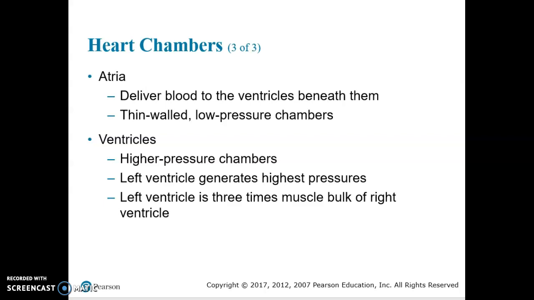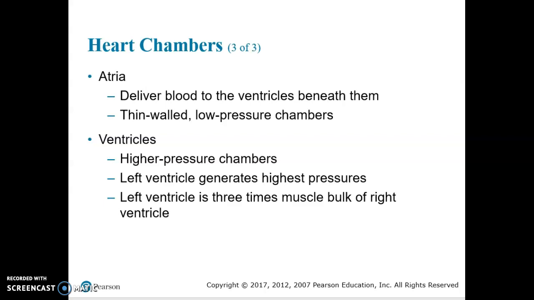The ventricles, these are high pressure chambers. The left ventricle generates the highest pressure. The left ventricle is 3 times the muscle bulk of the right ventricle. The ventricles must contract harder and stronger to deliver blood to the body and to the pulmonary system, okay? So if you think about it, when the blood goes into the right atrium and the left atrium, it's got gravity.